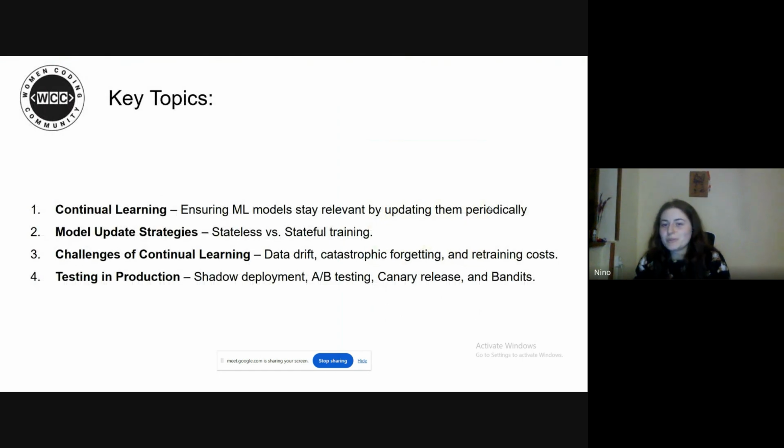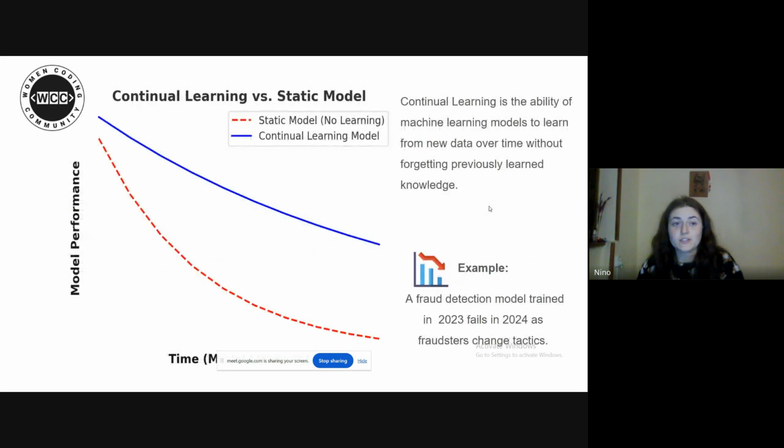Okay, so I will try to walk you through how to make our machine learning models useful over a large period of time. The key topics we will cover in this chapter 9 will be, first, continual learning, which is how to stay relevant by updating our model periodically. The second will be model update strategies, because there are two. The third one will be the challenges of continual learning we will encounter. And once we choose our model, the last part will be about testing before we put our model in production. So let's start with continual learning.